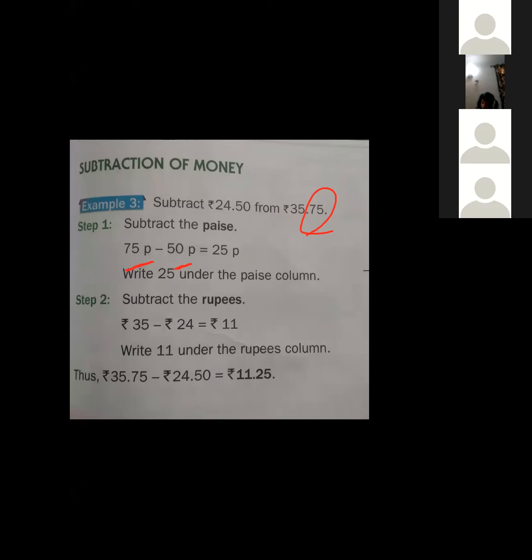And step 2 is subtract the rupees now. Because paise was coming in the ones place and rupees is coming in the tens place. So again they have kept the big number, that is 35, first, minus 24. Then after subtracting 24 from 35, you get 11. So write 11 under the rupees column. Thus rupees 35.75 minus rupees 24.50, you get rupees 11.25. So you can see both are correct. I'll just erase it.